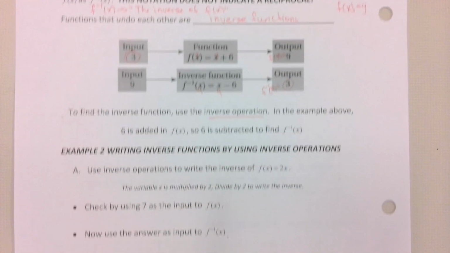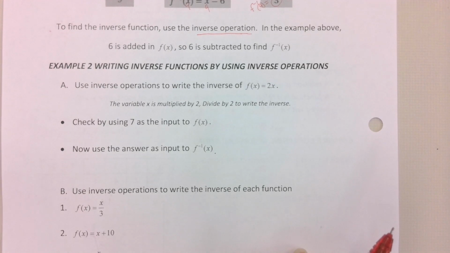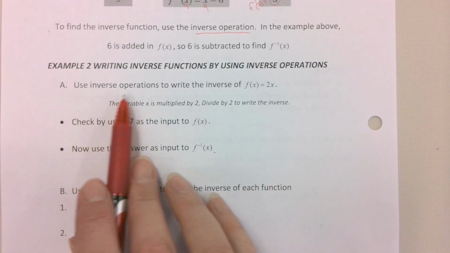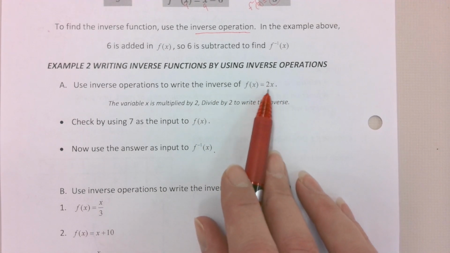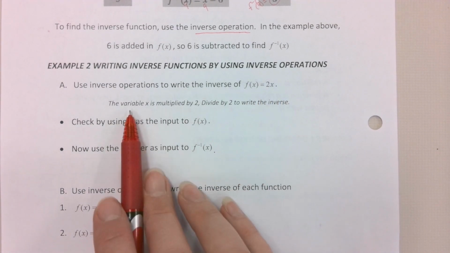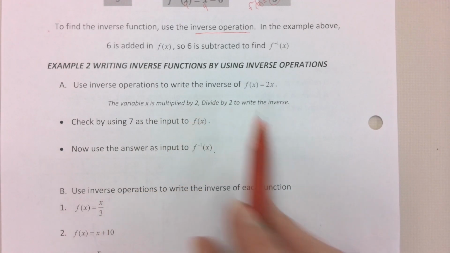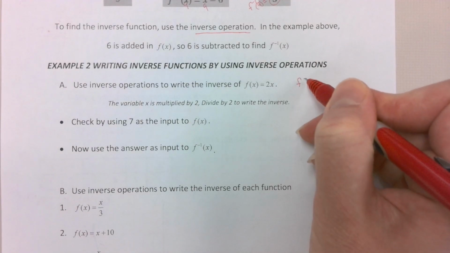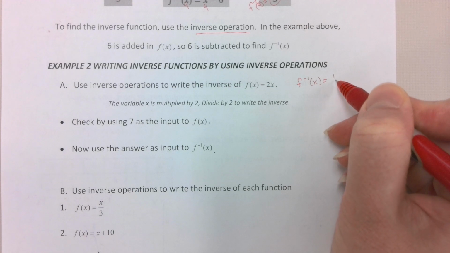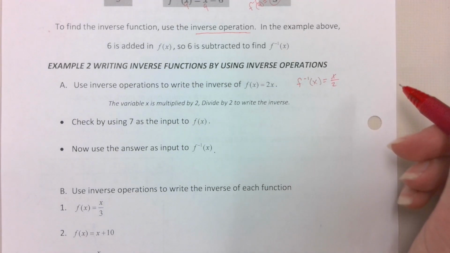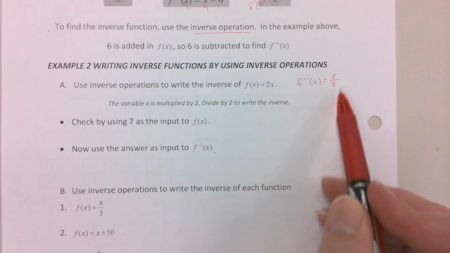Now we have some examples here about writing inverse functions by using inverse operations. So they want you to look at this and see the inverse operation. If I have f of x equals 2x, the inverse of multiplication is division. The variable x is multiplied by 2, so its inverse is to divide by 2. So it is as simple as f to the negative 1 of x equals x over 2, or you might have it as 1/2 x. That's its inverse. If I multiply, the inverse is to divide.